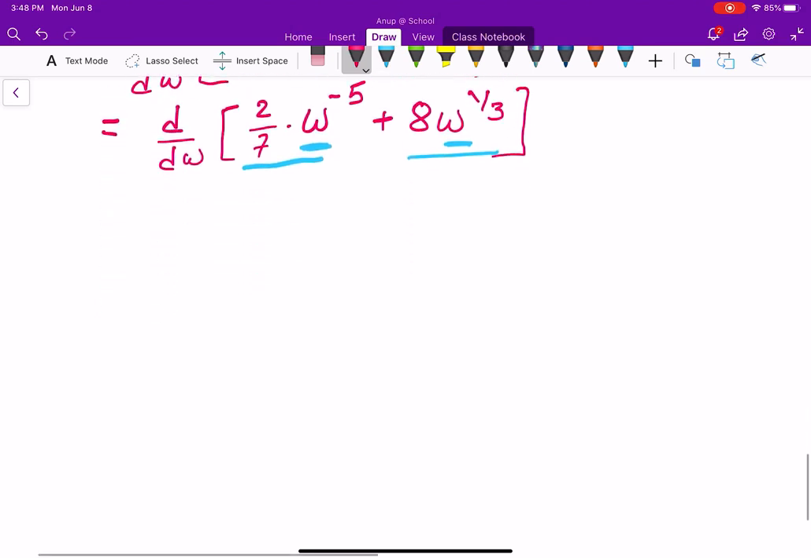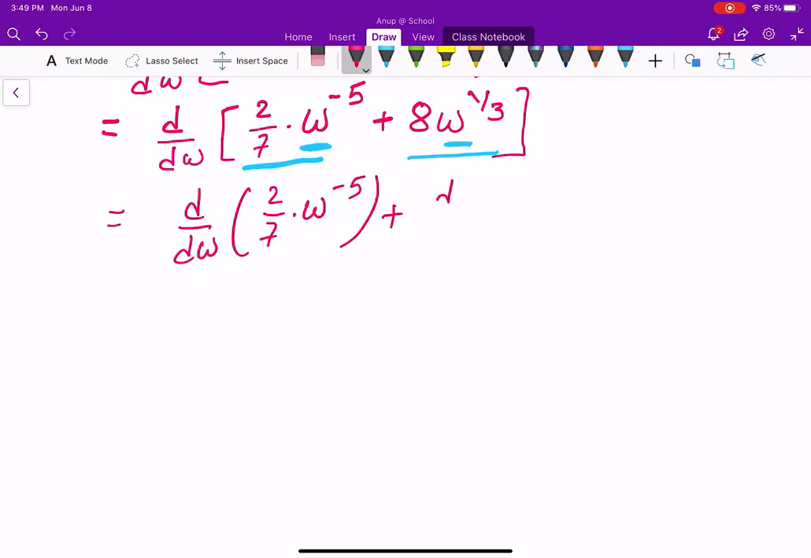All right, so this is now our problem. Let's work on this. Let's first find the derivative of the first term. We need to find the derivative of 2/7 times w to the power minus 5, plus we need to find the derivative of 8 times w to the power 1/3. The derivative of the first term can be figured out by using the constant multiple rule. We can take the constant 2/7 out, times the derivative of w to the power minus 5 by using the power rule.